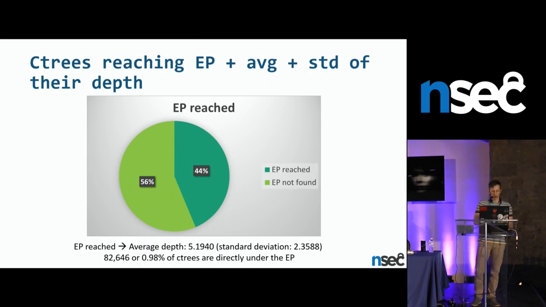When it comes to ctrees reaching the entry point, and the average and standard deviation of their depth, we can see that roughly 50 ctrees that we dumped were able to reach the entry point, and the average depth is 5. So that means that most of the ctrees we dumped are 5 calls away from the entry point. This result might be interesting for those who are developing emulators, because sometimes when you're emulating code, you need to know where exactly you need to stop during the emulation. With an average depth of 5, that means you need to emulate up to 5 call depth to be able to reach those routines which we were dumping.